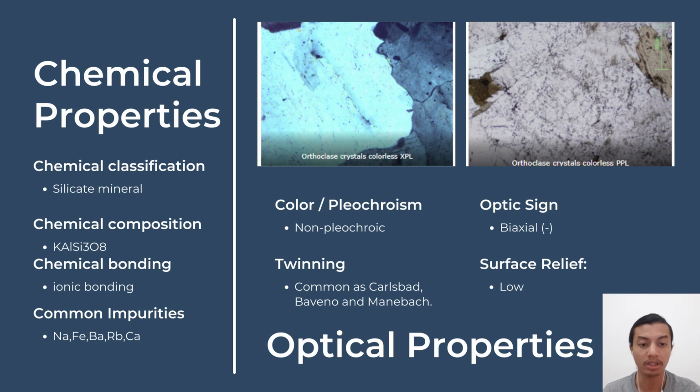The chemical bonding of this orthoclase is ionic bonding. The impurities commonly found are sodium, iron, barium, calcium, and more. For the optical properties of orthoclase, the color or pleochroism is non-pleochroic, and twinning is common, with the common twinning being Carlsbad, Baveno, and Manebach. The optic sign is biaxial or negative biaxial, and the surface relief is low. That's all for my presentation on the chemical and optical properties.